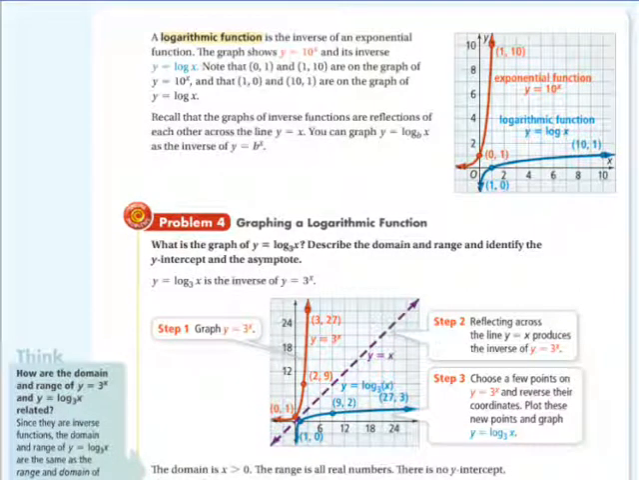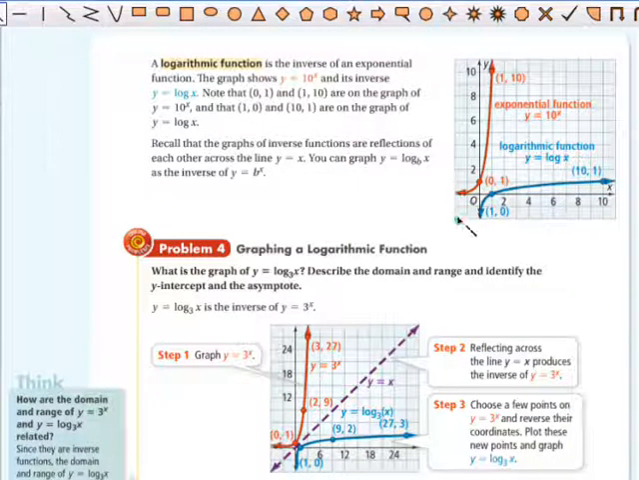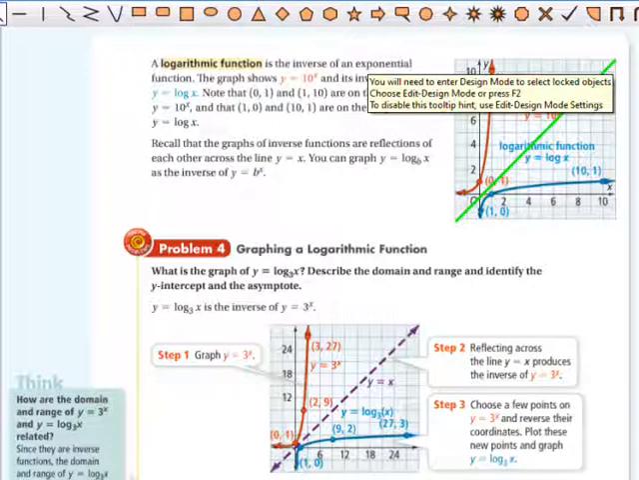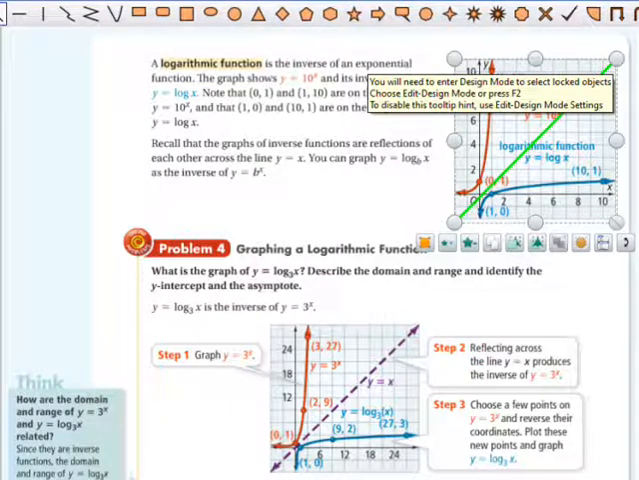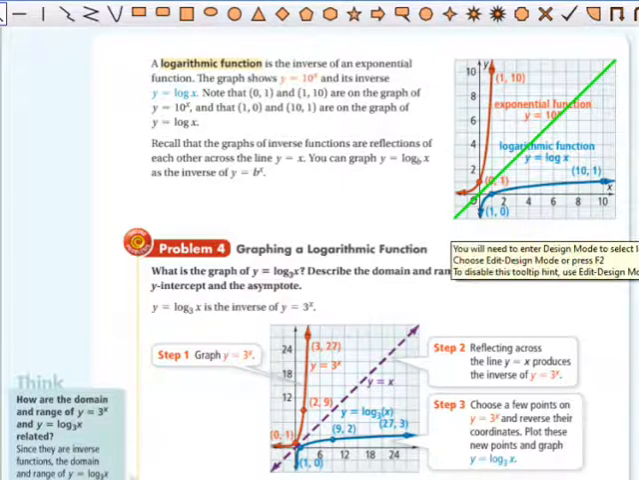A logarithmic function is the inverse of an exponential function. So where this is y equals 10 to the x, remember, inverse functions can always be shown as a reflection in the line y equals x. So here's that line. If you tilt your head, and many of you are doing that now, you can see that this function is a mirror image across that line.